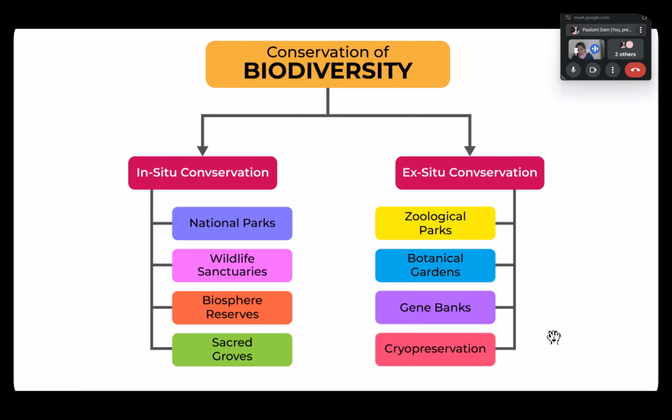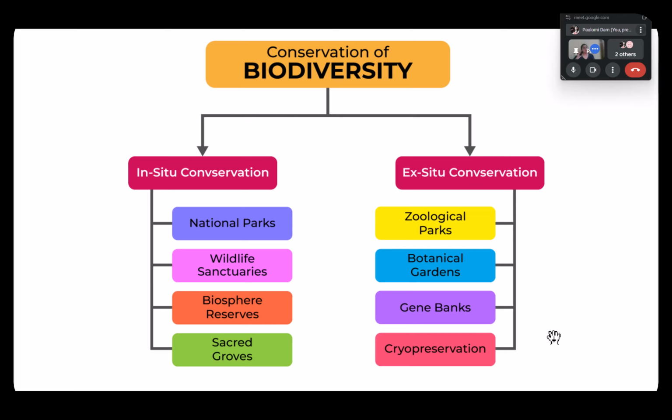What place are we talking about here? We're talking about the habitat of the organism. So in situ: national parks, wildlife sanctuaries, biosphere reserves, and sacred groves. Here, the animals are not moved from their original location. They are retained in their original habitat and they are conserved there.